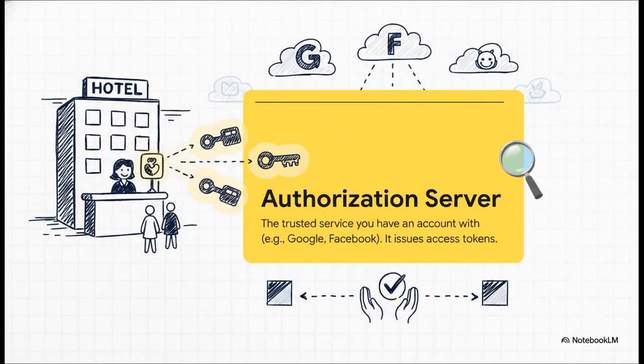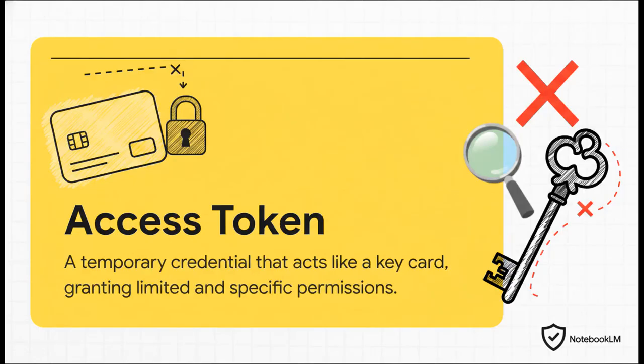And who does the client ask? It asks the authorization server. This is the big, trusted service where you already have an account, like Google or Facebook. It's our hotel front desk, the one in charge of managing your login and handing out the keys. And finally, after you give your approval, that server issues the star of the whole show, the access token. This is our temporary key card. It can expire, it can be revoked, and it only grants very specific permissions. That's what makes it so much safer than just handing out your master key.